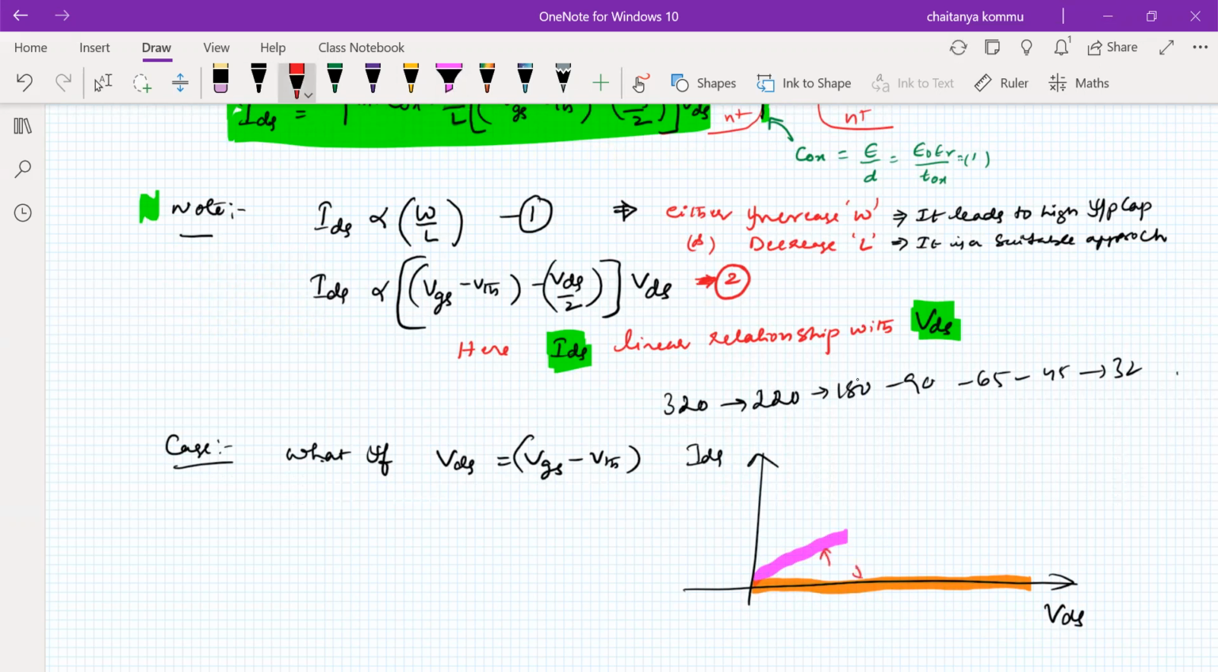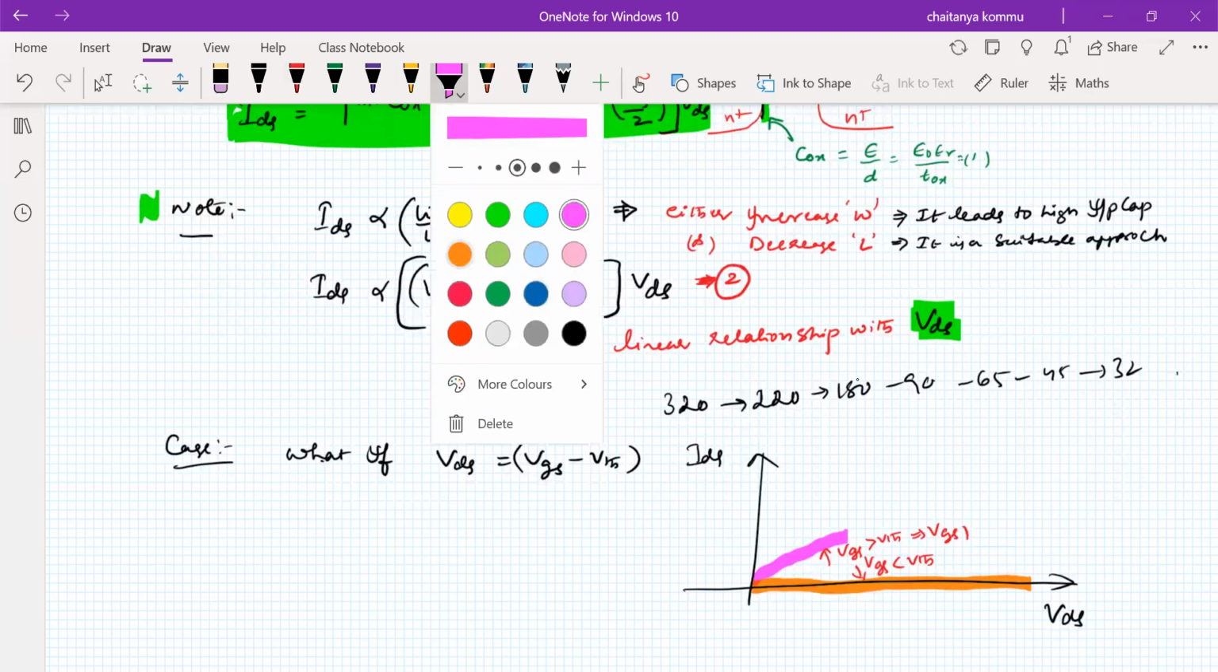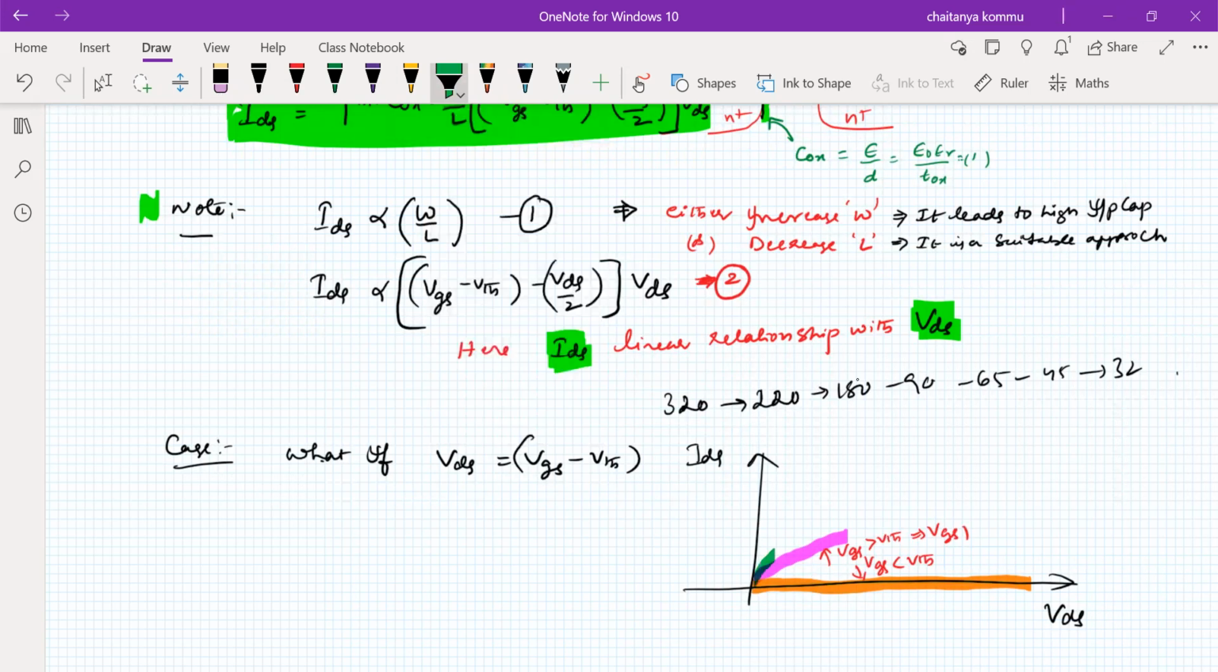Here VGS value is less than VTH, the current value is something like this. Here VGS value is greater than the threshold voltage, so we consider this VGS1, for example. If you keep on increasing the VGS value, more carriers are available, and this is how the linear relationship holds good. Because more carriers are there, it remains in the linear region. When IDS is linearly related with VDS, it is in the linear region. So there is a linear relationship between VDS value and IDS value.